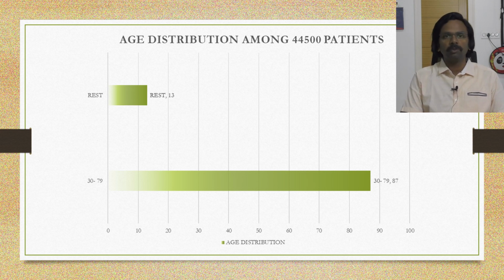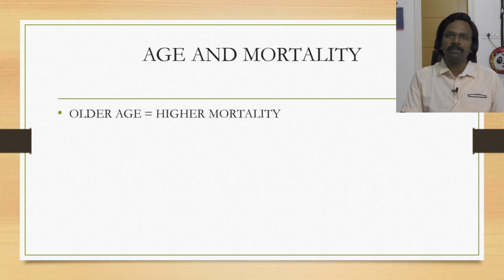Older age is not equal to mortality, not exactly, because older age has a worse prognosis, but it's not that all patients who get coronavirus at more than 65 years of age are going to die. There is a fair proportion of patients who are going to survive even at the age of 65 years.